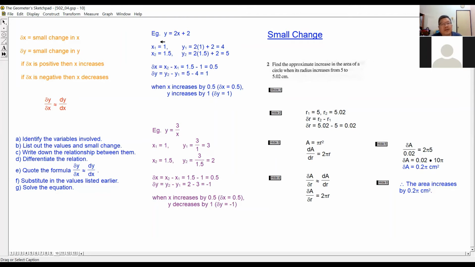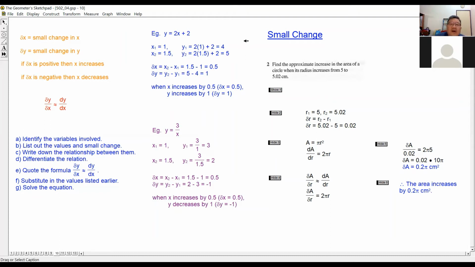So from this example, I have two pairs of values. For x1, which is equal to 1, I have the corresponding value y1, which is equal to 4. Then for x2, which is 1.5, I have a corresponding value for y. I call it y2, and this value is 5.